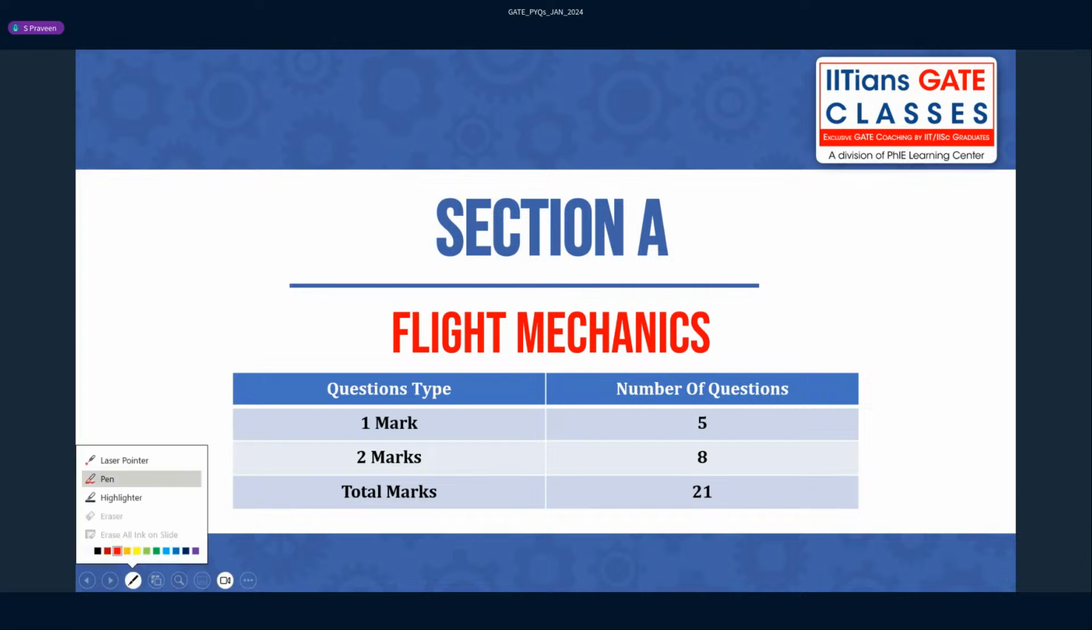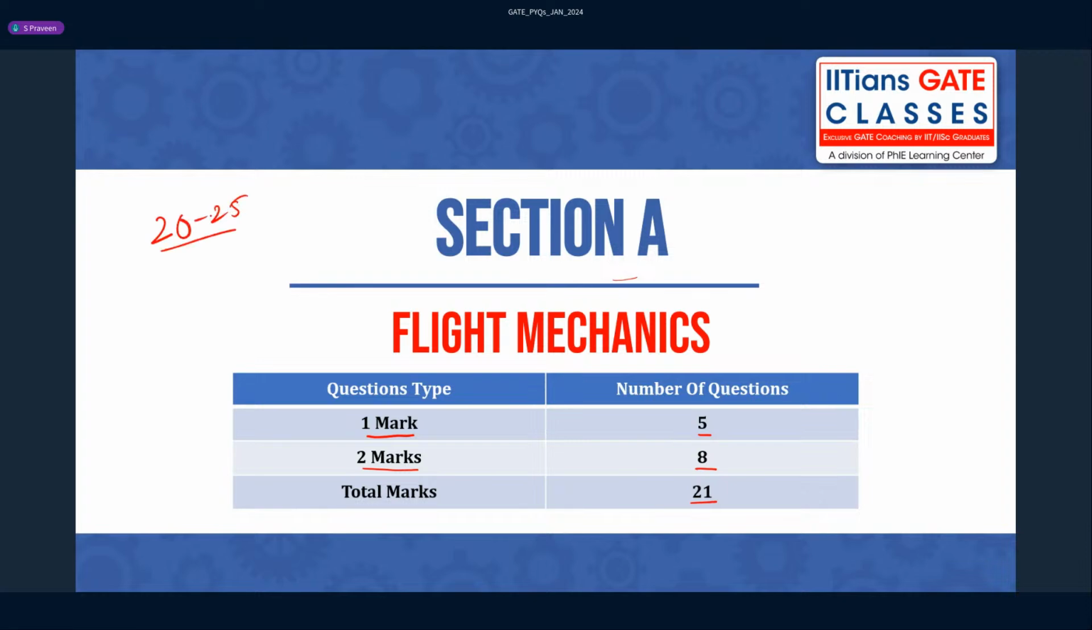Marks worth of questions, as you can see on the screen here: the number of 1 mark questions was 5 in total, and the number of 2 marks questions was 8 in total. So summing up, you get around 21 marks. On average in GATE exams, the range of marks they keep is like 20 to 25. 25 is the max in most cases.